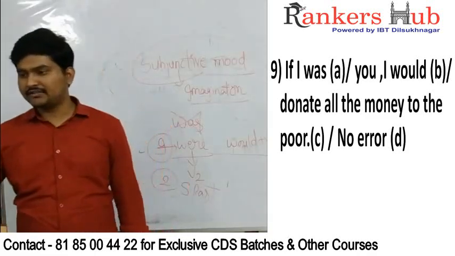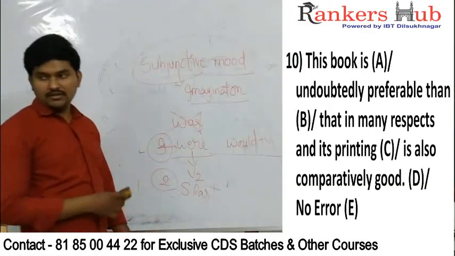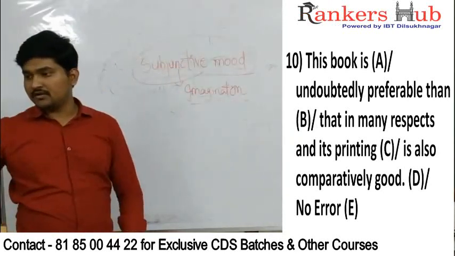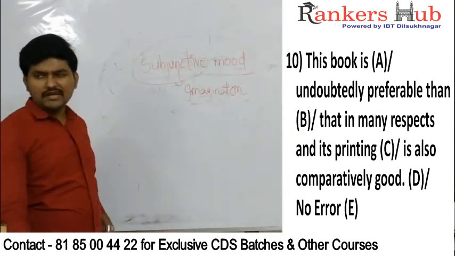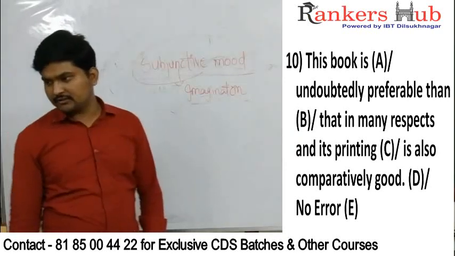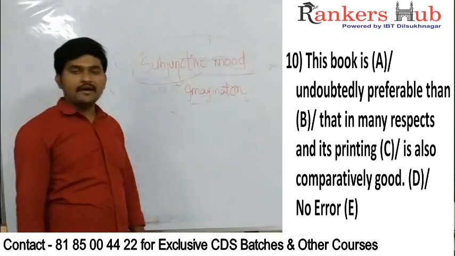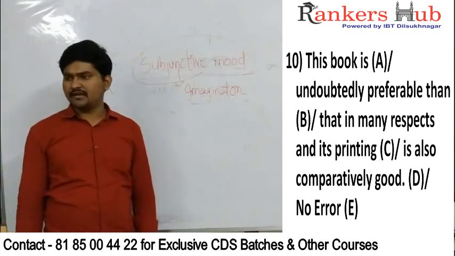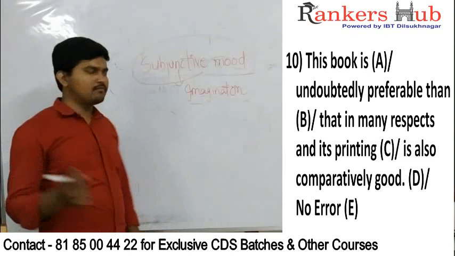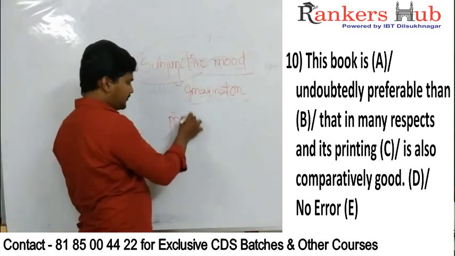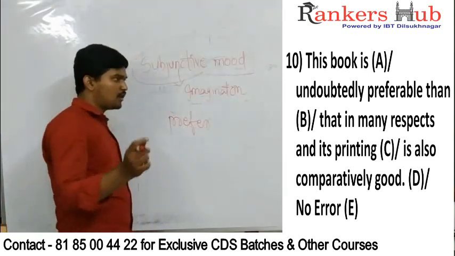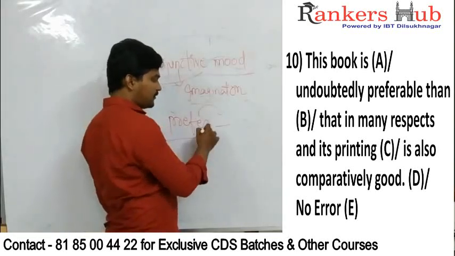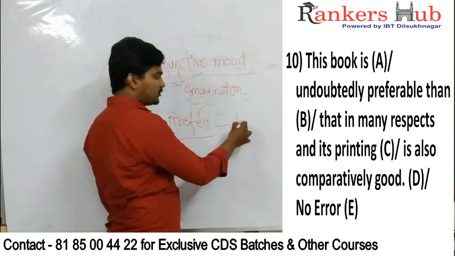Okay, right. Last question. The very last question says, this book is undoubtedly preferable than that in many aspects, and its printing is also comparatively good. What's the problem in this statement, guys? The problem is, this book is undoubtedly preferable than. Prefer is a very standard, very easy, very small word to finish off. Prefer is a word which will always be followed by the preposition to.